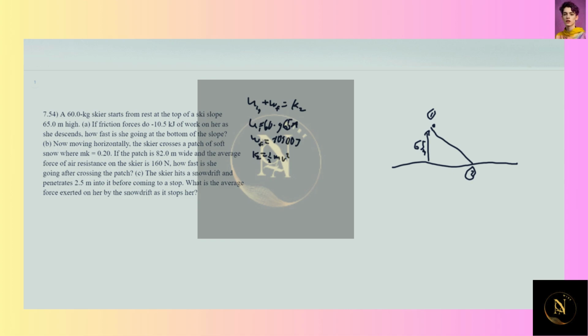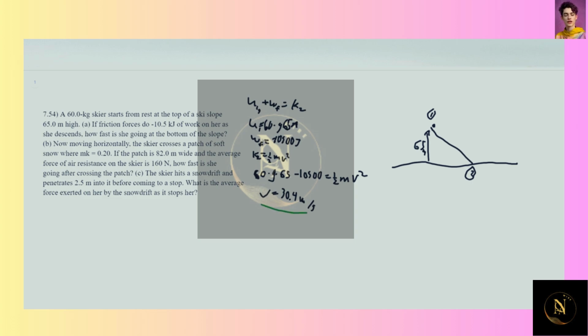Okay, so plugging that all in, we'll have 60 times G times 65 minus 10,500. That's kilojoules. And then that's equal to 1/2 mass times velocity squared. Okay, so then we know what the mass is, so we can plug that in. I didn't plug it in there because I missed it. But then we should just get velocity equal to 30.4 meters per second. Okay, so now that's part A.